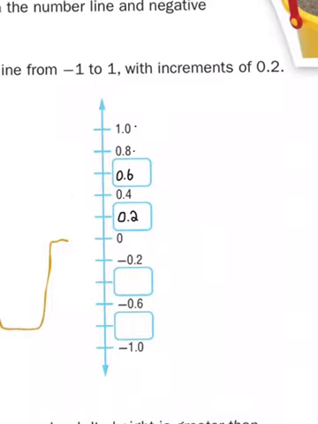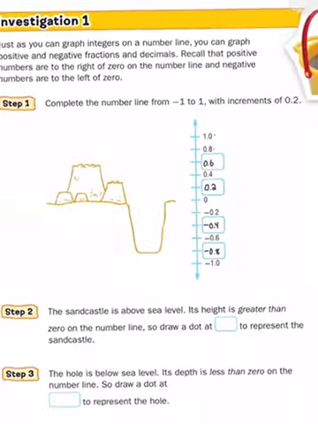Alright, going down, we're going to do the same thing. So we have -2/10. The next will be -4/10. Then we have -6/10, and the last box will be -8/10. Alright, so we completed the number line in step 1.